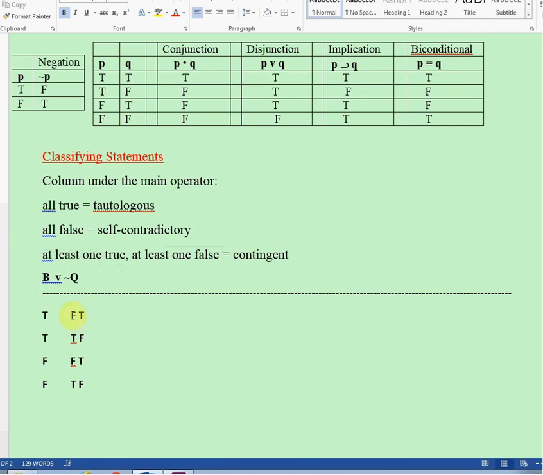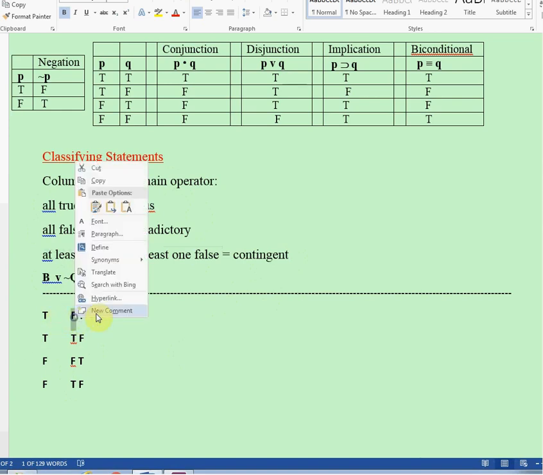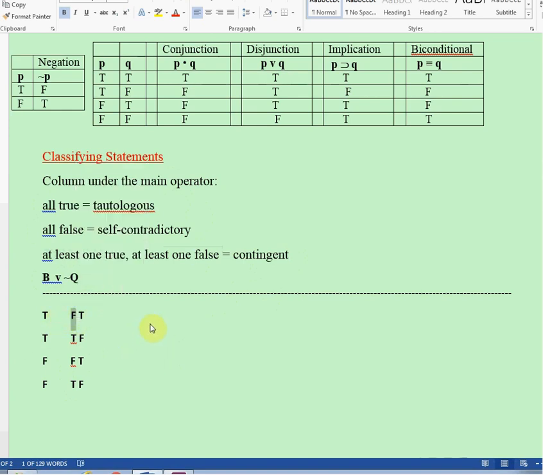Let's color that green, just to distinguish it from what's under the main operator, which we'll do in a second. It's the green that we're going to look at when we compute the whole disjunction, because now we have the final results under the right disjunct. We can compute everything under the wedge, which is the whole disjunction.